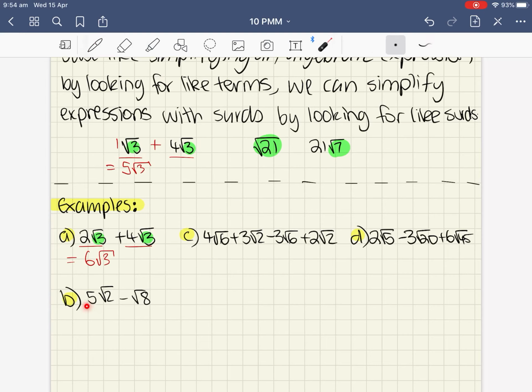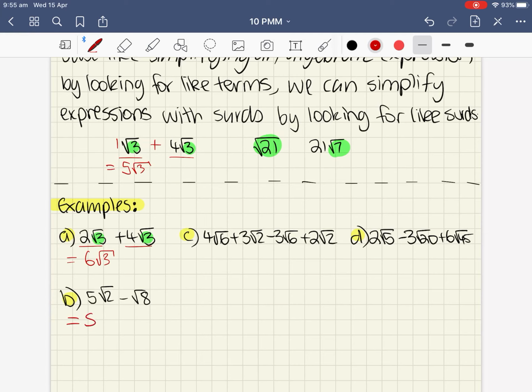Moving on to B though, we notice something different. We have a root 2 here and we have a root 8, and it doesn't seem as though first off that we can actually do anything with these. And this is where we need to use our knowledge from last lesson. What we need to do is simplify our root 8 to get it to root 2 in order to work with these two terms together.